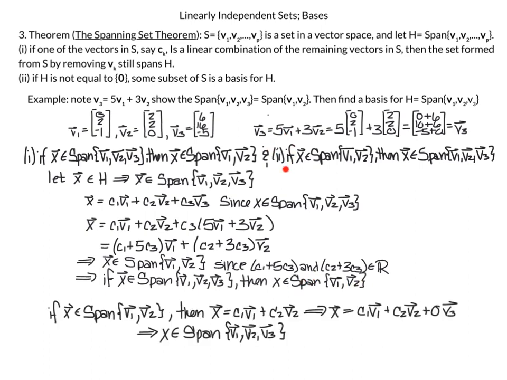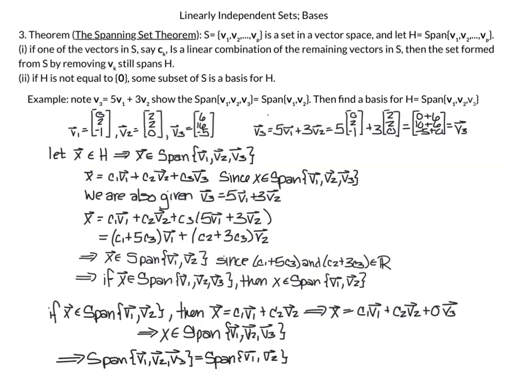Now working on this second statement, I want to show that if X is in the span of v1, v2, then X is in the span of v1, v2, v3. So we'll start with X is in the span of v1, v2, then X can be written as a linear combination of v1 and v2. And then I can write X as a linear combination of v1, v2 plus 0 times v3. So now X is a linear combination of v1, v2, v3, and so X is in the span of v1, v2, v3. So I've shown both of these statements here, and I can conclude that the span of v1, v2, v3 is equal to the span of v1, v2.